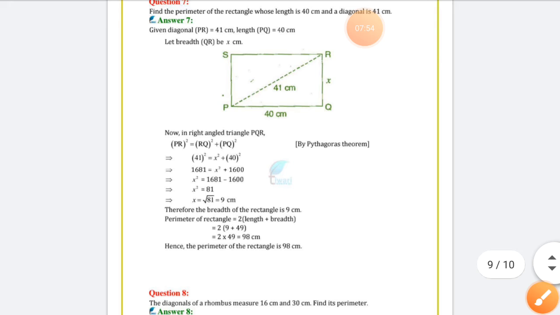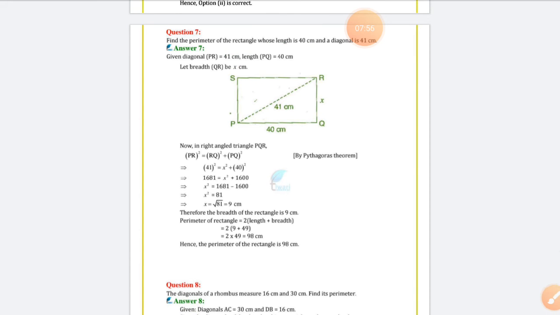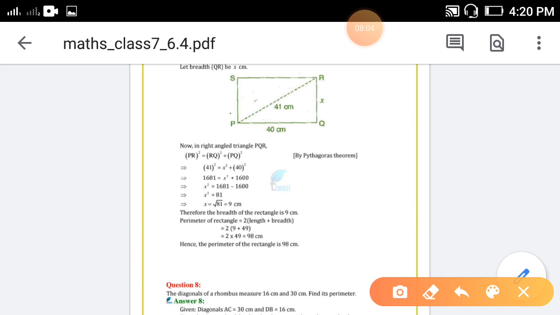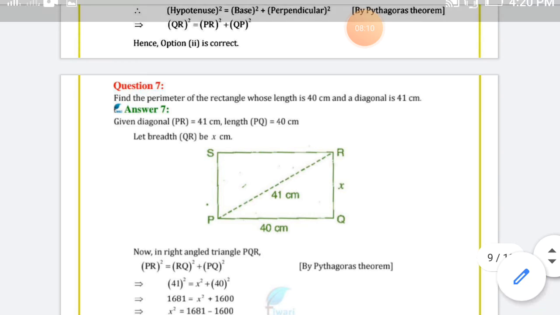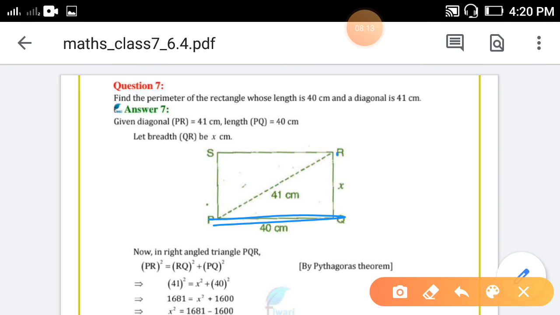Now question number 7. Find the perimeter of the rectangle whose length is 40 centimeters and diagonal is 41 centimeters. This is the rectangle. What is the data given? This is the length, this is the breadth. Length is 40 centimeters and the diagonal is 41 centimeters. We want to find the perimeter, which means the sum of all these sides.